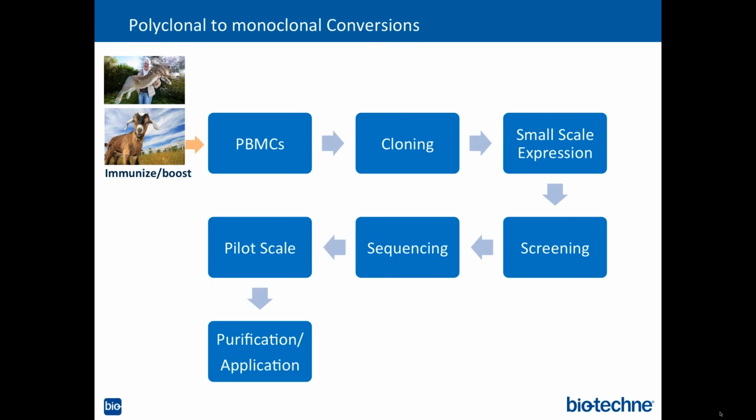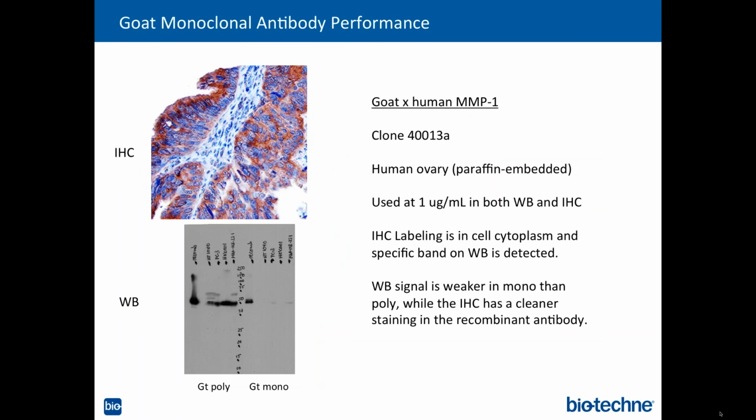So the process looks exactly the same as what we're using for the rabbit monoclonals. Again, we're isolating the PBMCs from our immunized goats. We're cloning them. We're doing a small-scale expression to make sure that the clones are meeting our specifications, our sensitivities. We're screening them in the original application, and then we're going into pilot-scale purification, and we're repeating the testing again before we release these. So one of our most recent examples is our goat anti-human MMP1.